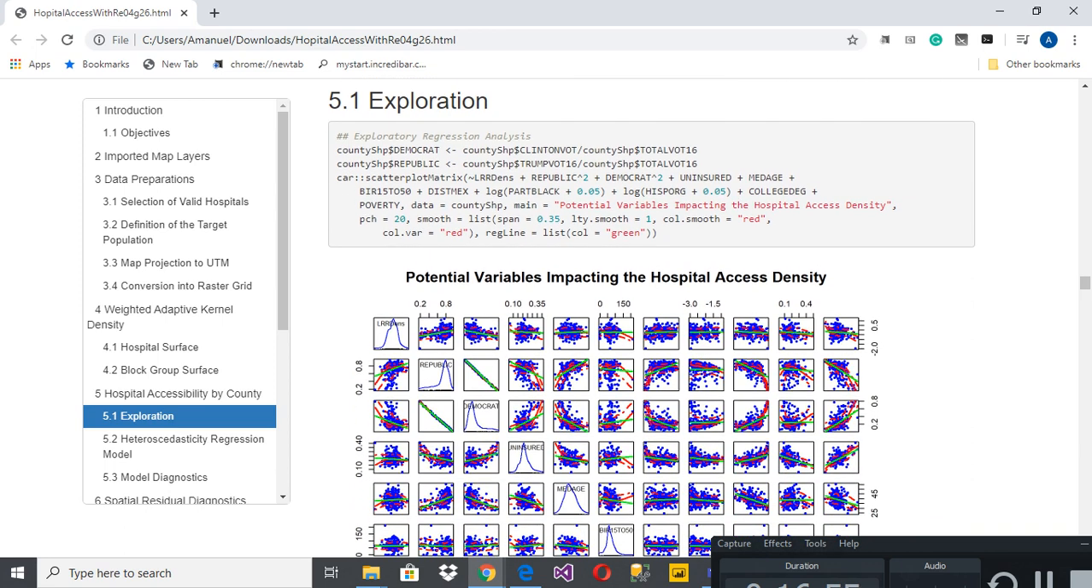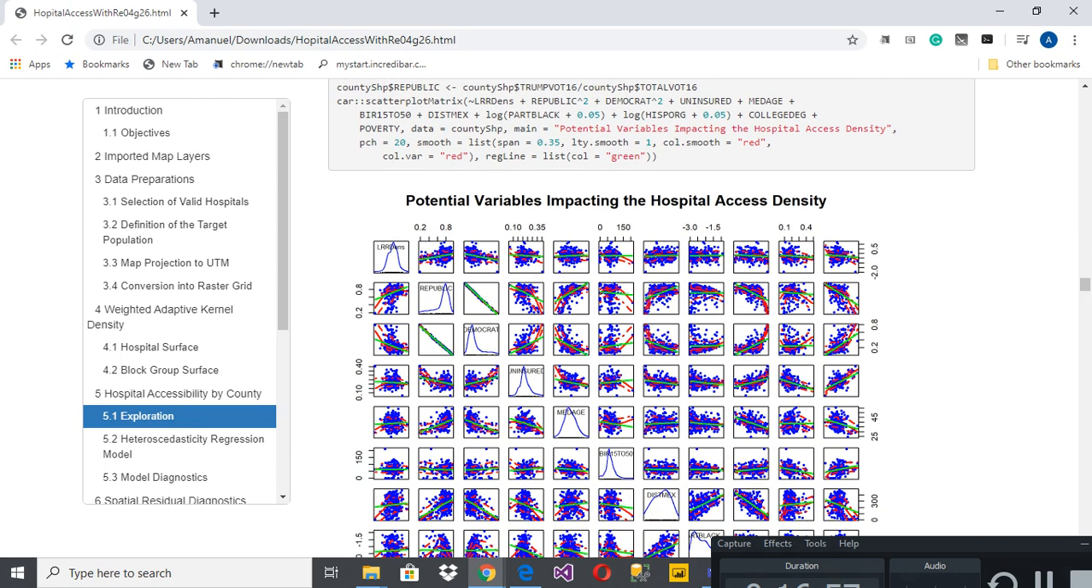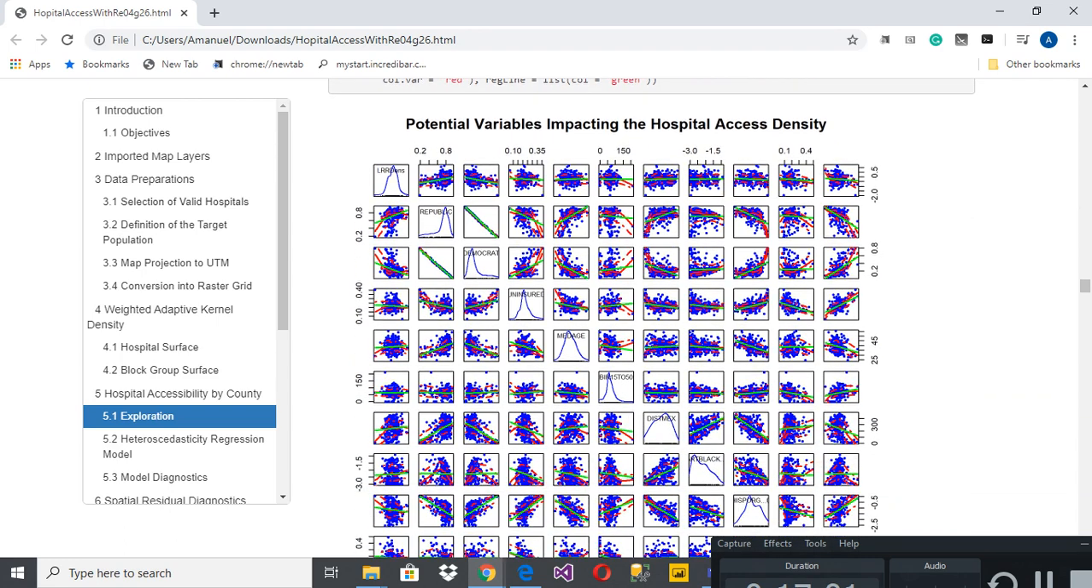So using the scatter plot, I try to explore the relationship, the correlation between the access and, for example, Republican voters, who have higher access, whereas the Democratic counties or Democratic voters have lower access.